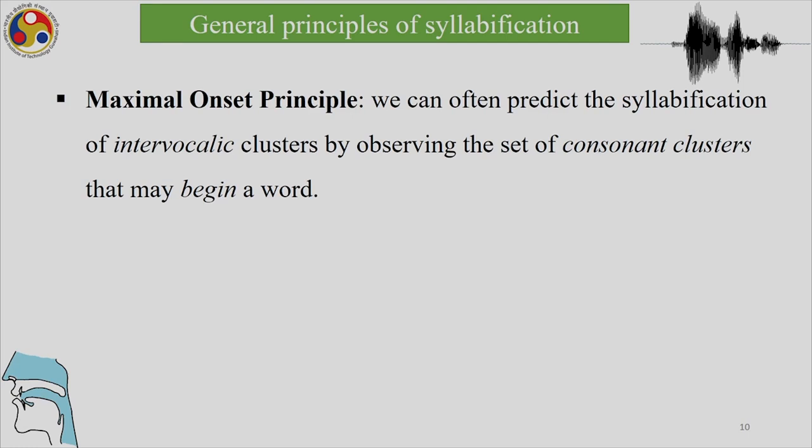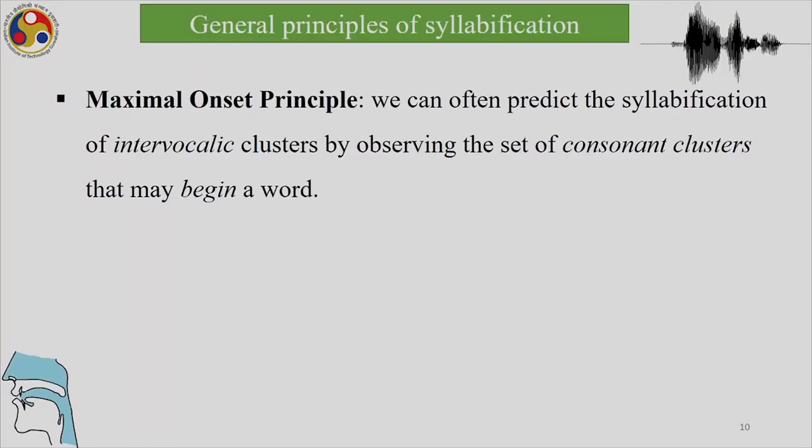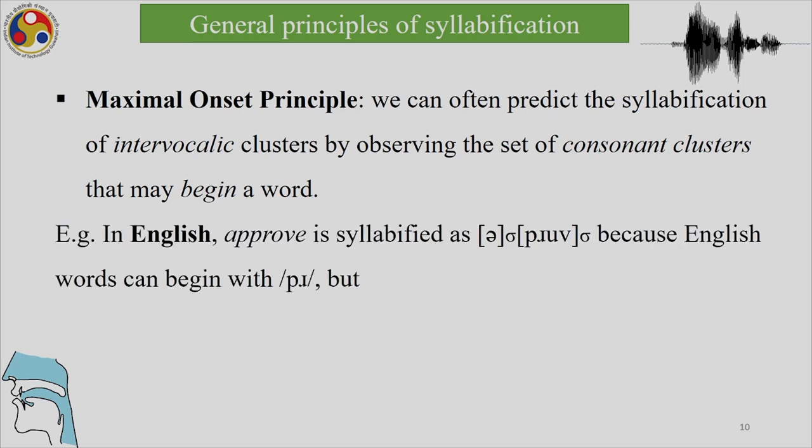And now we come to something important in languages, that is the maximal onset principle. We can often predict the syllabification of intervocalic clusters by observing the set of consonantal clusters that may begin a word. Now, we already saw intervocalic clusters in the preceding example. The maximal onset principle may guide some syllabification in some languages, where the language may try to have as many consonants in the onset position as possible rather than having the consonants in the coda positions.